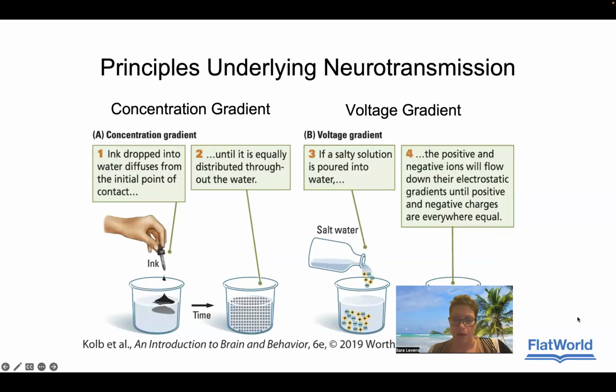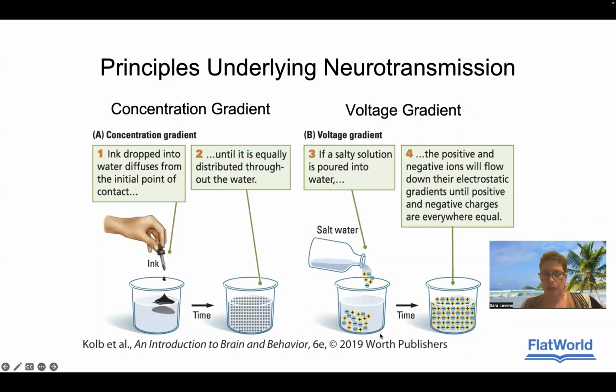So then what happens is that if you have a semi-permeable membrane, which we're going to be learning about on the next slide, the concentration gradient tries to occur in terms of just spreading everything out equally, and the voltage gradient tries to occur. But the membrane will only let certain things pass through.